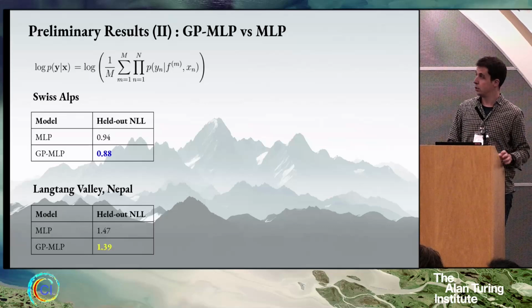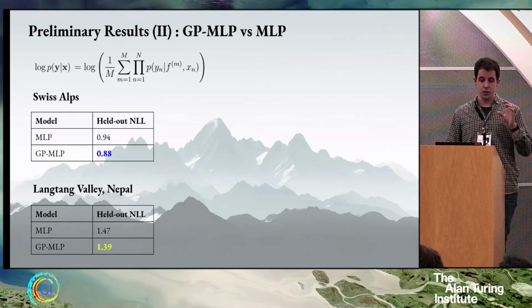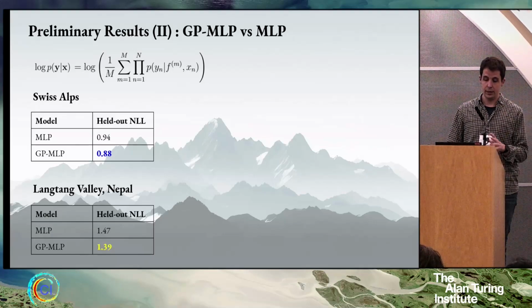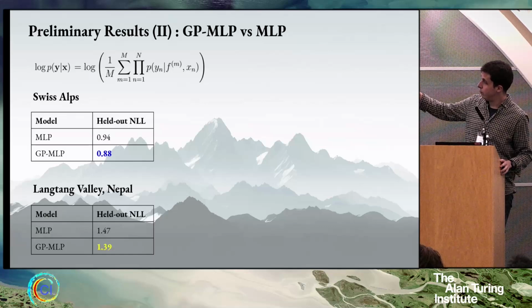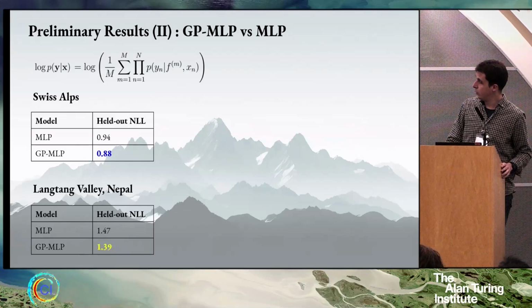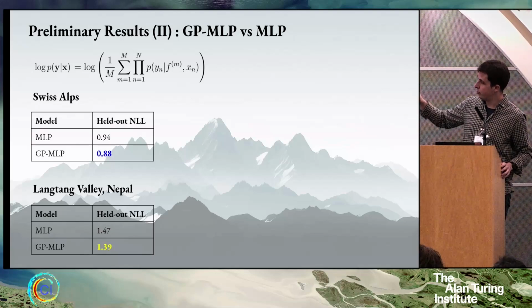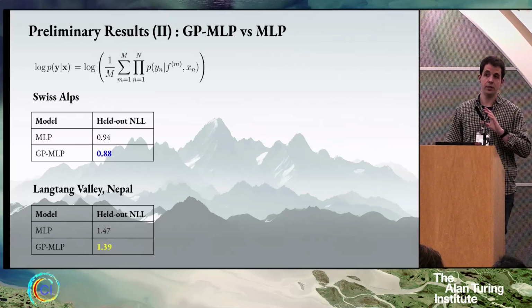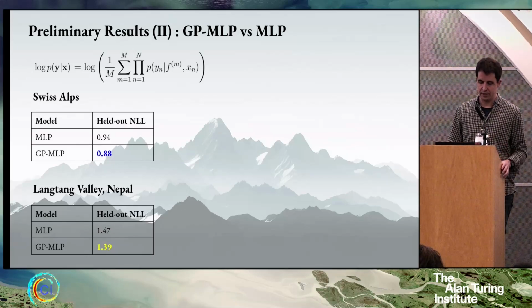Right. Some preliminary results for this approach. We've tested it in the Swiss Alps and also in the Langtang Valley, which is one of the regions in the Himalayas. We see that compared to the MLP approach, evaluating on held out negative log likelihood, this approach does better. These are some very preliminary results using very default GPs, but we've tweaked them a little bit recently, and they exhibit even better performance.